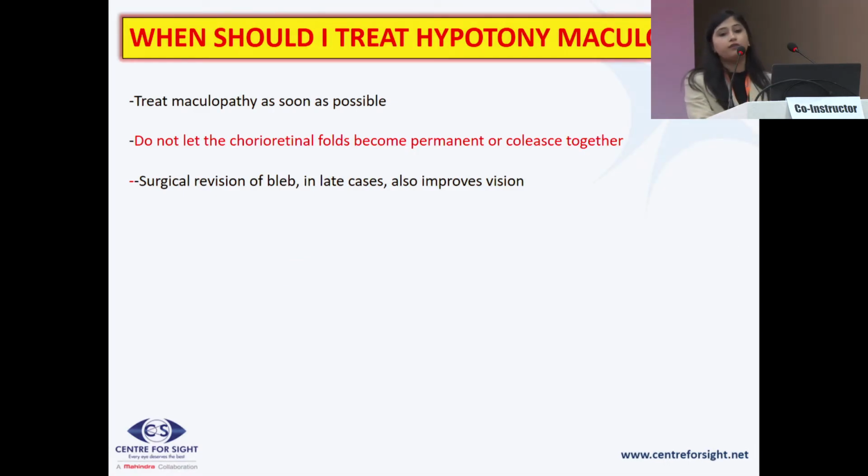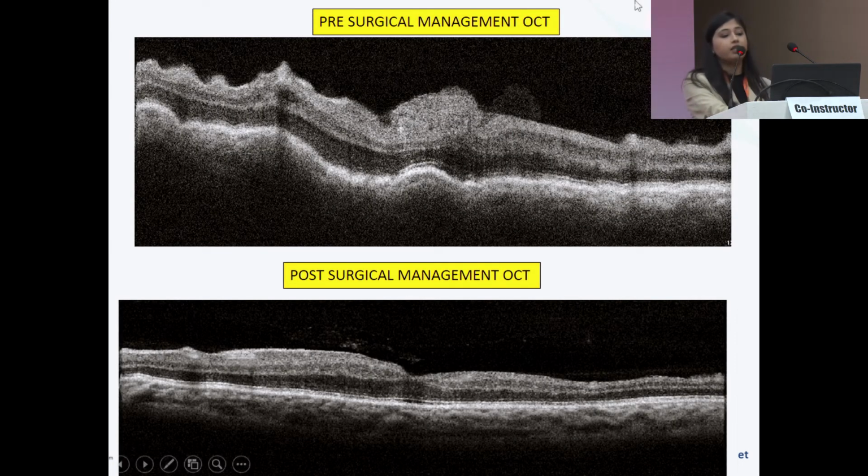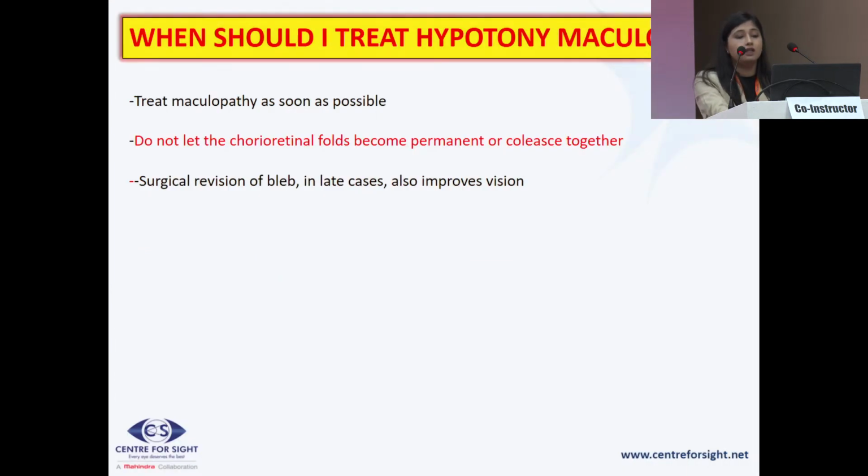So now we know that maculopathy can develop anytime after hypotony, and also how to treat it. But the question remains: when should I intervene? If you see hypotony, definitely as soon as possible, and so is the case with maculopathy. What we basically don't want is that the chorioretinal folds coalesce with each other, that is, they should not become permanent and there should not be any scarring. Till then, we should always give a treatment trial to the patient. Surgical bleb revision is a very good method, has a high success rate, and gives a very good visual recovery.